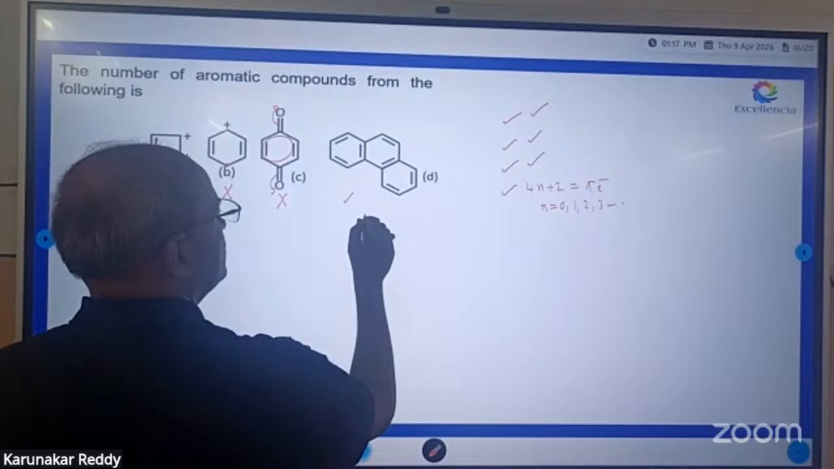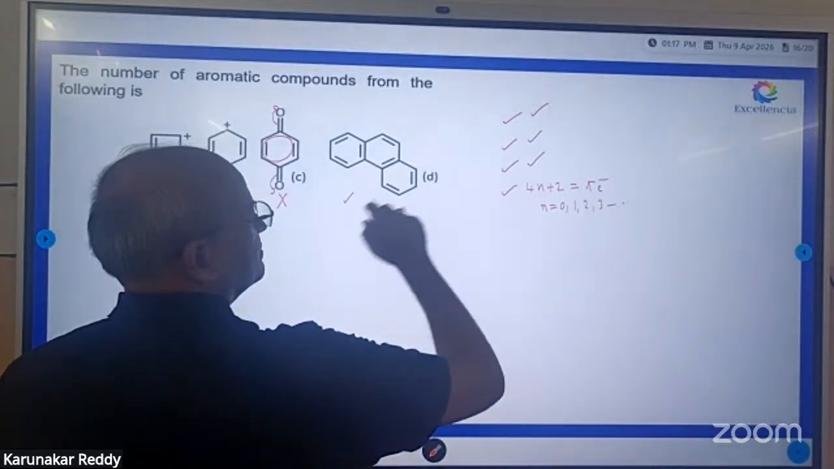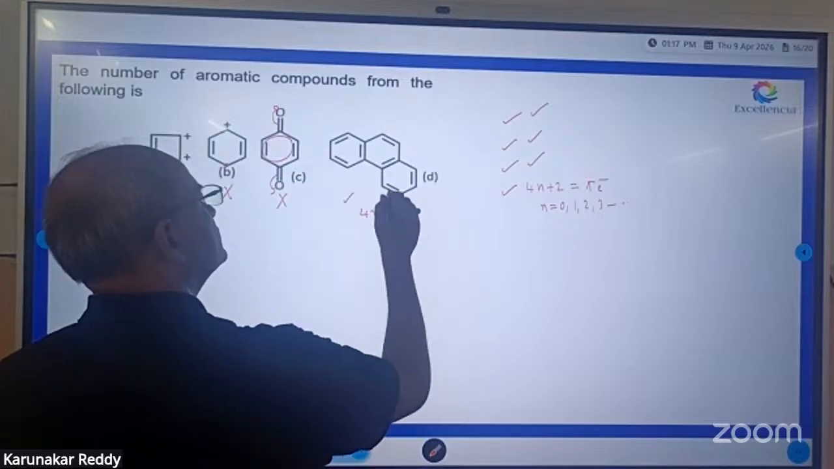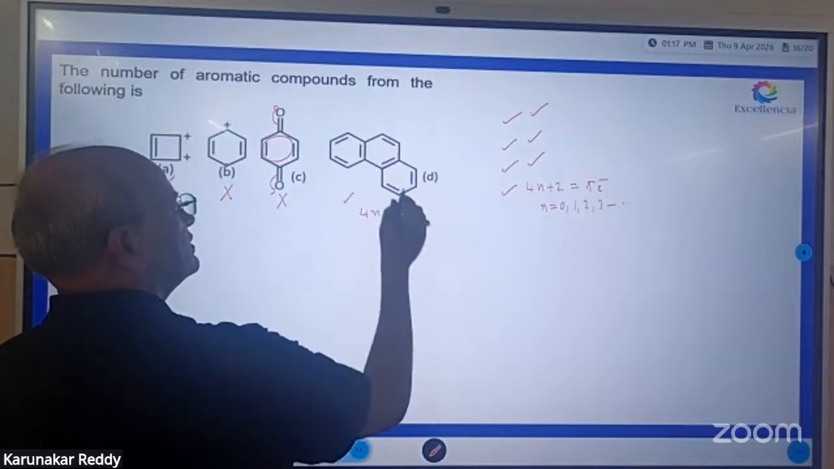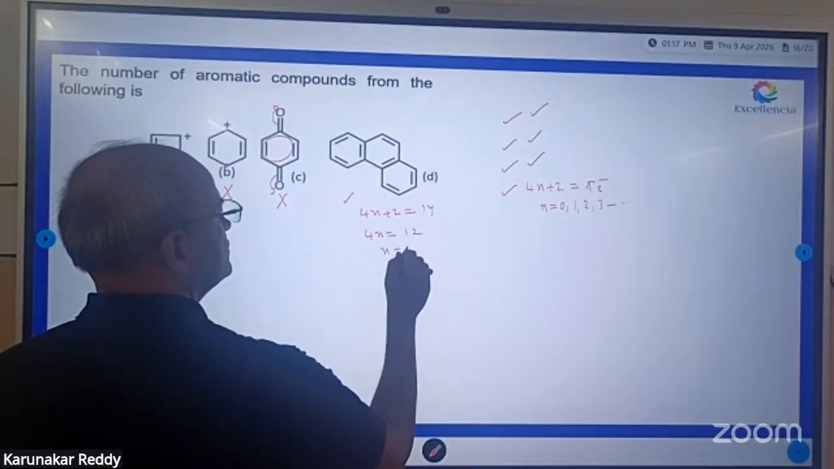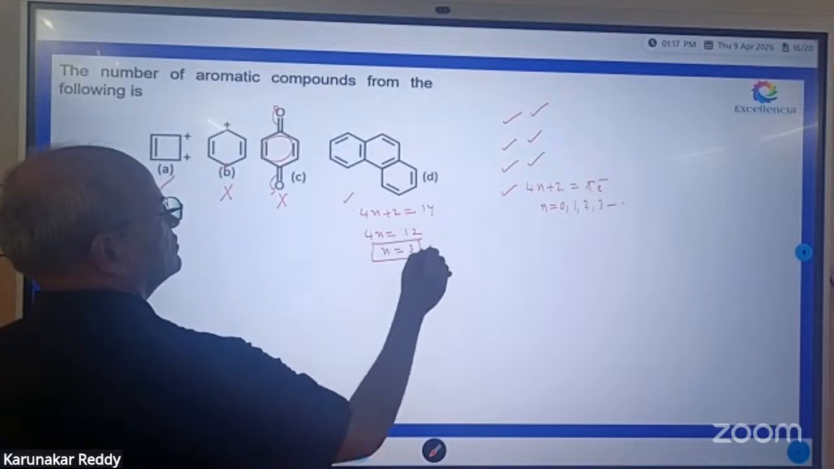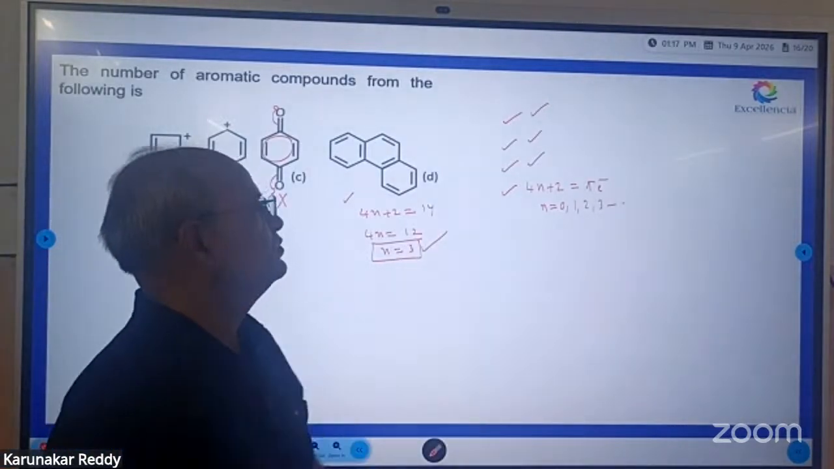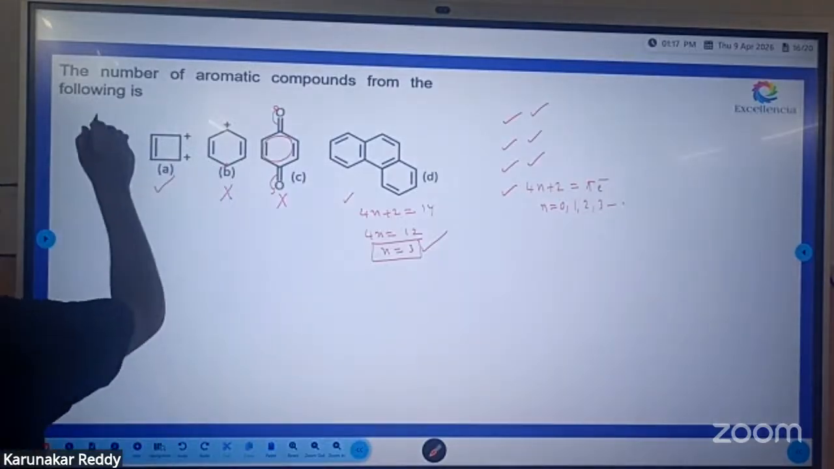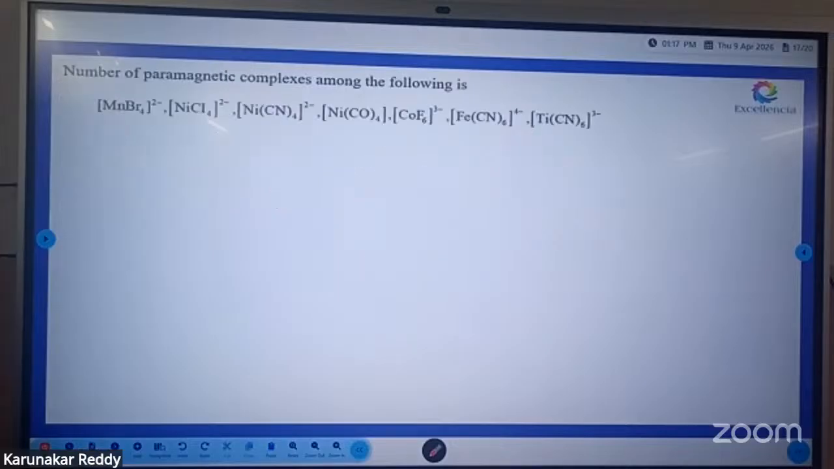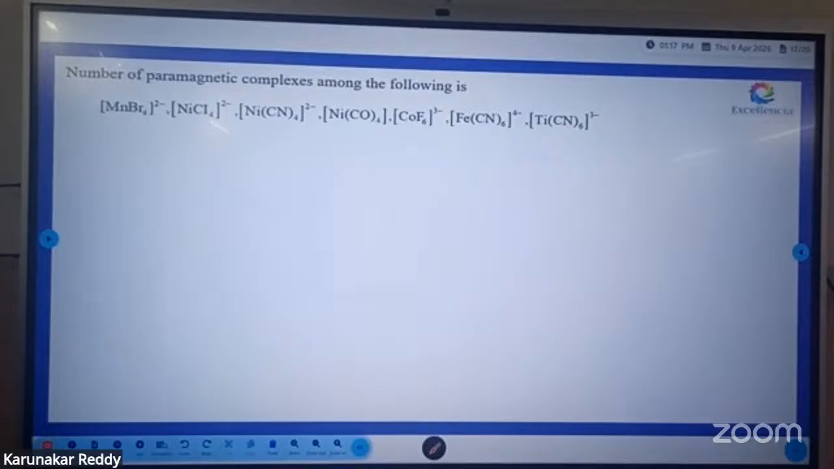How do you know? For this, the first three are satisfied, and for the last one, 4n plus 2 is equal to 14 pi electrons, counting 1, 2, 3, 4, 5, 6, 7 double bonds. 4n equals 12, so n equals 3. So 3 is there as our n value, so we may say it follows Huckel's rule. So the answer is 2 only. Easy. Next, number of paramagnetic complexes among the following.